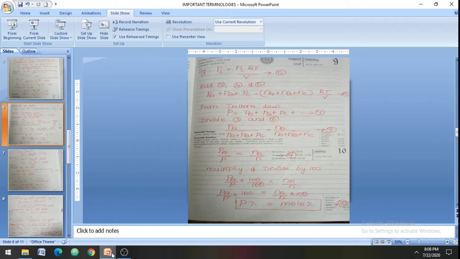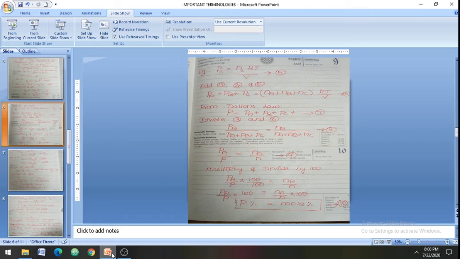R values depend on the pressure, volume, temperature units. Similarly for B, PB into V is equal to NB into RT. From equation 1, PA into V is equal to NA into RT, find the PA value: PA is equal to NA into RT by V. Similarly, PB is equal to NB into RT by V from equation 2. Suppose we have a third component C, PC is equal to NC into RT by V.